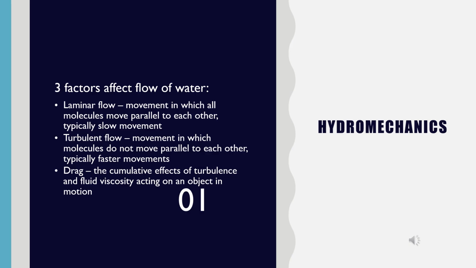Turbulent flow is movement in which molecules do not move parallel to each other, and typically faster movements. You can think about this in the areas where we've got rocks and you've got rapids that are created, and we have different directions of water flow as it goes around these obstacles. It creates greater turbulence within the water, and that's our turbulent flow. And then our last factor here is drag, and that's the cumulative effect of turbulence and fluid viscosity acting on an object in motion.